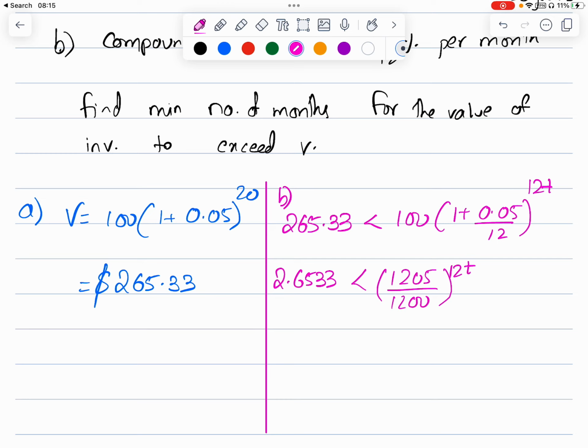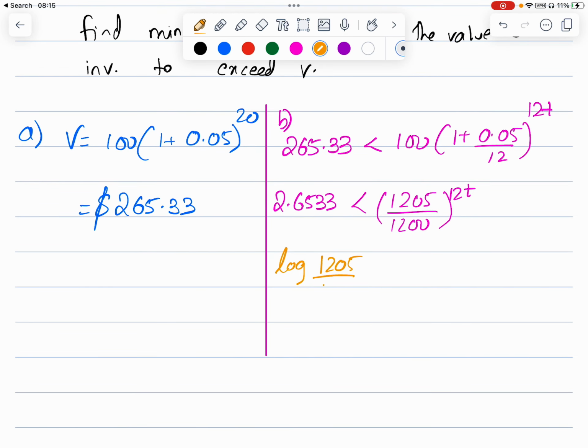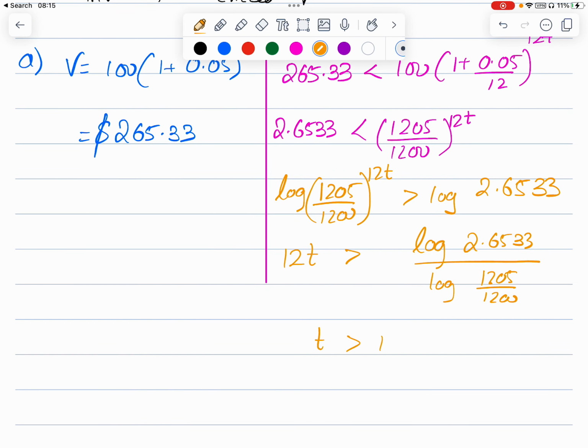Then apply log on both sides. So when I apply log on both sides, log of (1205 upon 1200) whole power 12t should be greater than log of 2.6533. So 12t should be greater than log of 2.6533 divided by log of 1205 divided by 1200. Simplify this one. You should get t greater than 19.556, which means approximately 235 months. Because he's asking in months, our time should always be in months. That's going to be the answer for question number 19.